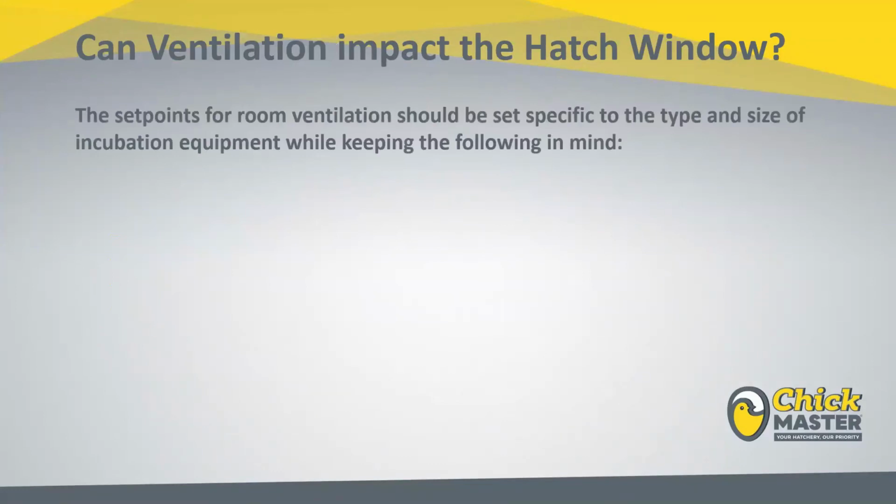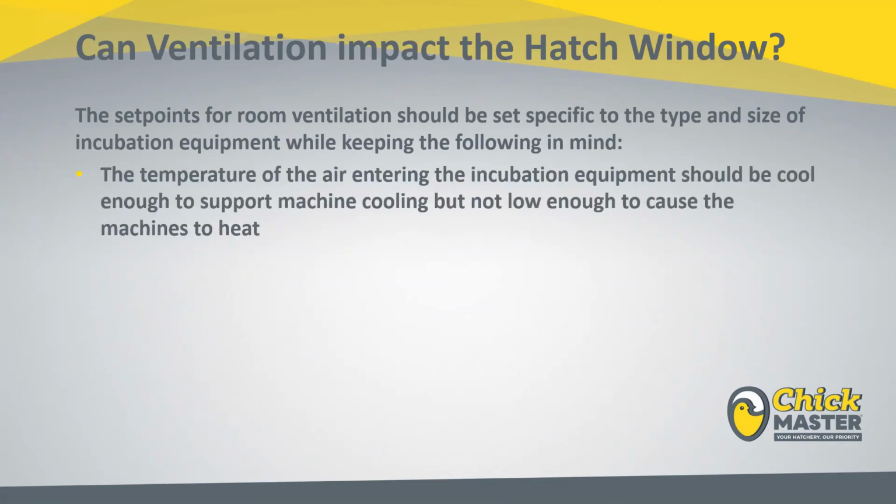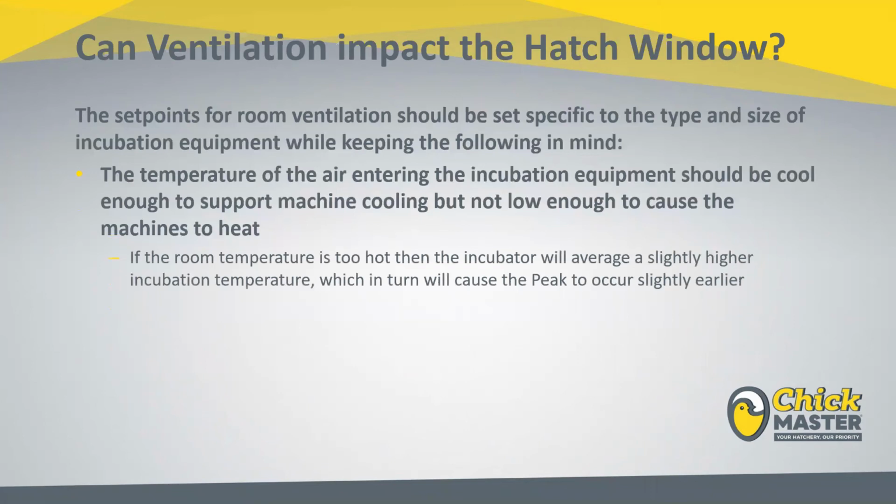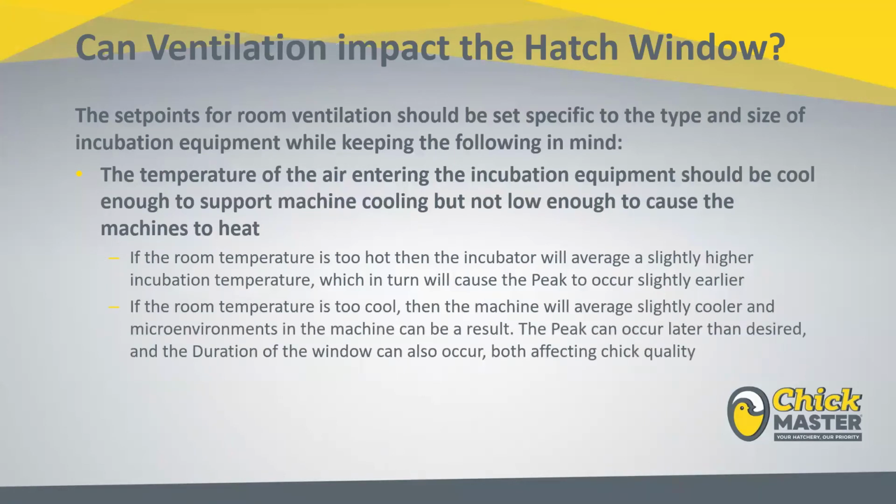The set points for room ventilation should be set specific to the type and size of incubation equipment while keeping the following in mind. The temperature of the air entering the incubation equipment should be cool enough to support machine cooling, but not low enough to cause the machines to heat. So if the room temperature is too hot, then the incubator will average a slightly higher incubation temperature, which in turn will cause the peak to occur slightly earlier. It's obvious if a machine is running warmer, then that will affect when that peak occurs.